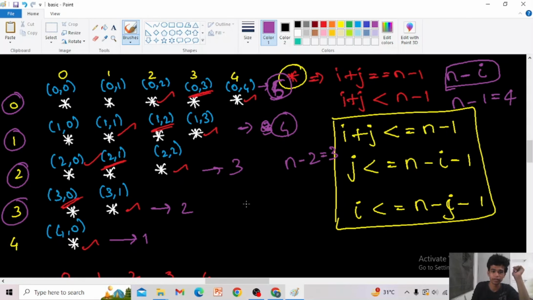Now here 3, n minus 3, which is equal to 2, because n is 5, right? And then it is 4. So n minus 4, which is equal to 1. So I will print 1 star. Understand? So this is the concept behind it.